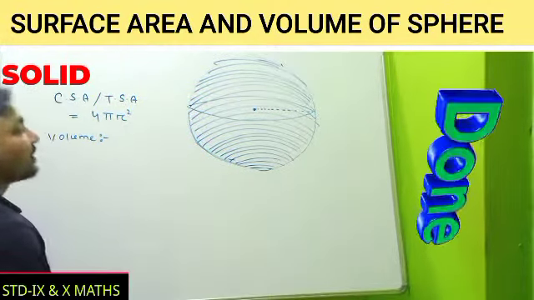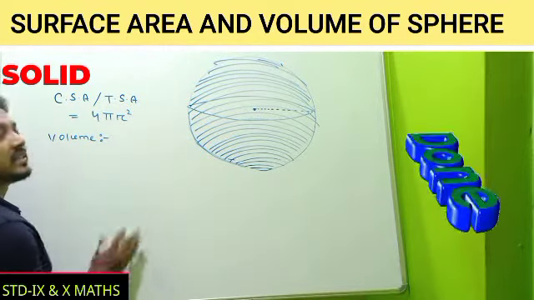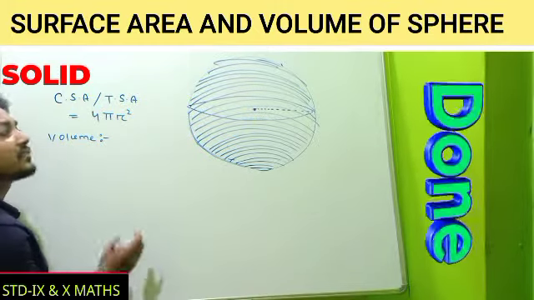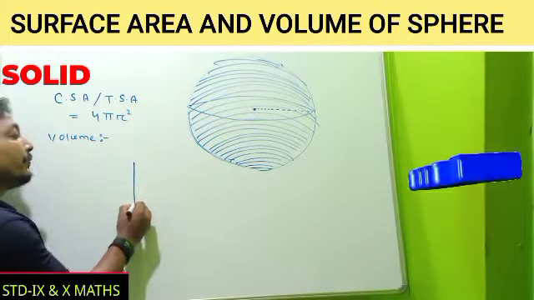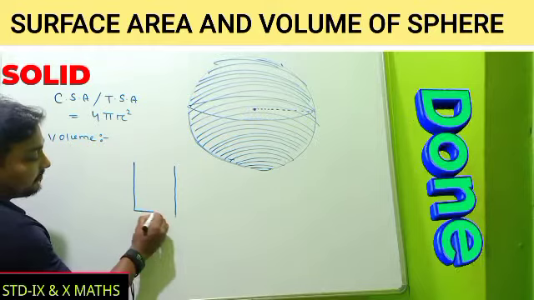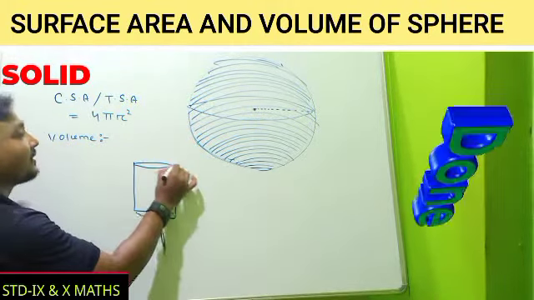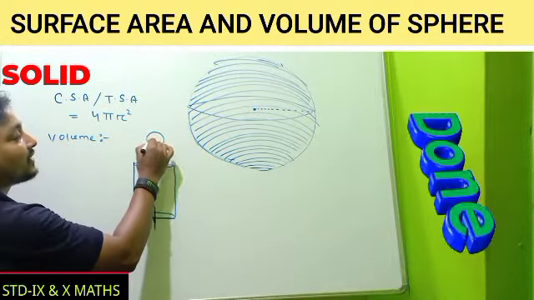See everyone, to measure the volume of this sphere, one of the experiments we have to conduct, and in that experiment we have to take one cylindrical bottle. It is a cylindrical bottle. Then after that I have to take a sphere. Here it is, one sphere.